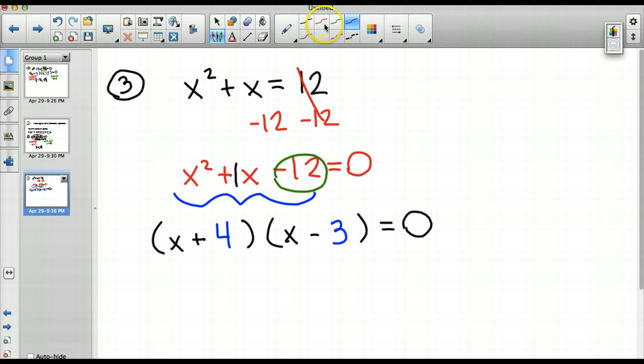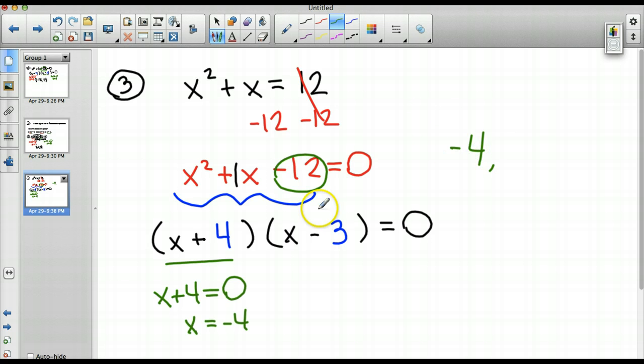And so now, based on that, what would our zeros be? What would our solutions be for this equation? Okay, don't leave your answer like this because we're not done yet. We haven't solved completely yet. Well, if x plus 4 is equal to 0, then x has to be equal to -4. So that's one answer. X is -4.